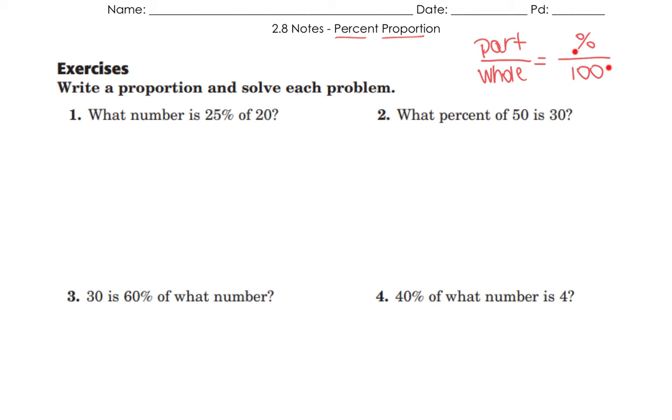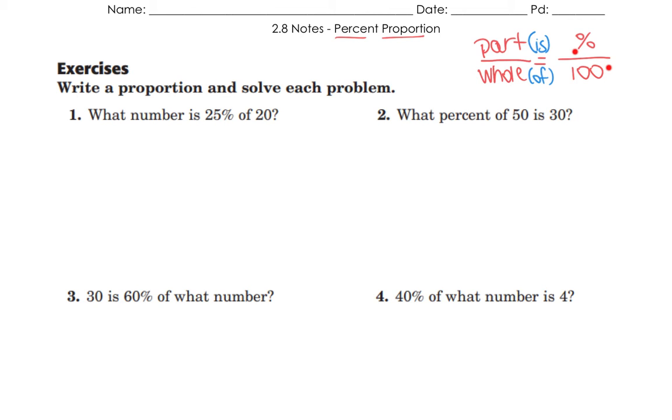So when using a percent proportion, something that can help you figure out which number is the part and which number is the whole is to look for the word "is" for the part and the word "of" for the whole. So we're going to use this percent proportion to solve the problems below.